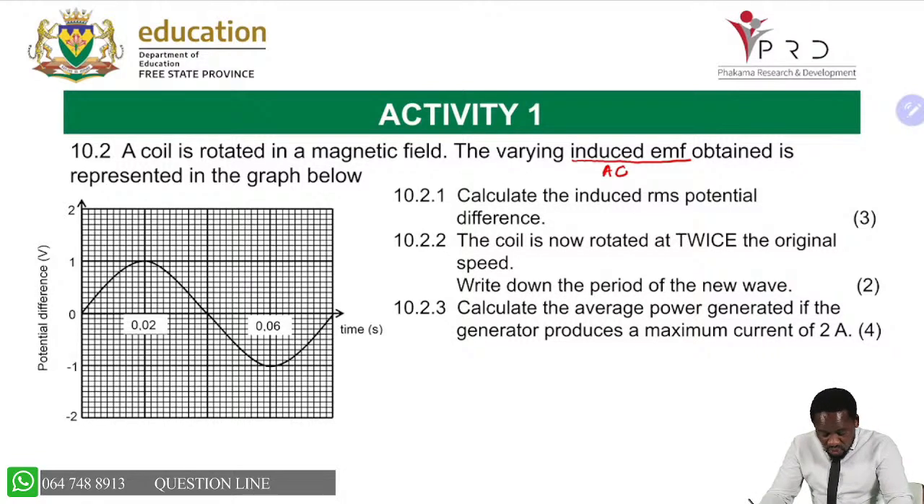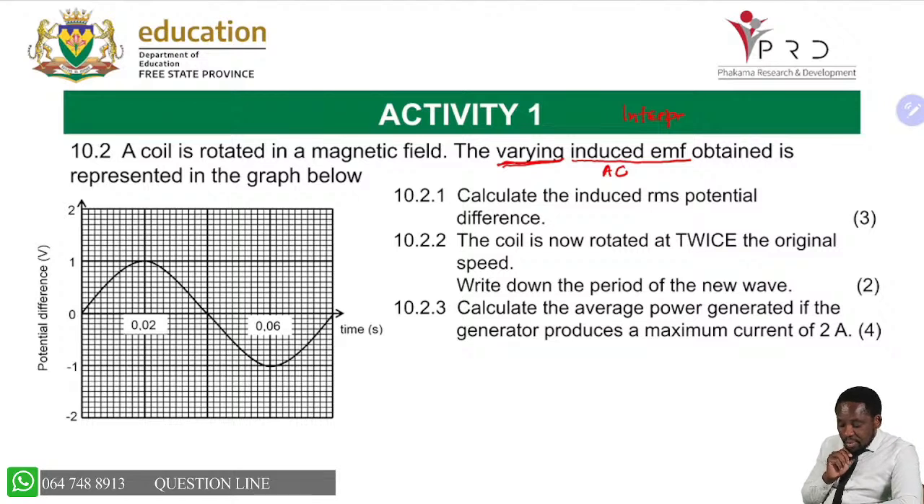Okay, so we're told that the coil is rotated in a magnetic field, right? Which is a generator. The varying, this is the changing or fluctuating induced EMF obtained, is represented in the graph. So this question has to do with interpretation of graphs, and this is one practical example. It says calculate, 3 marks: formula, substitution, answer. The induced root mean square potential difference.